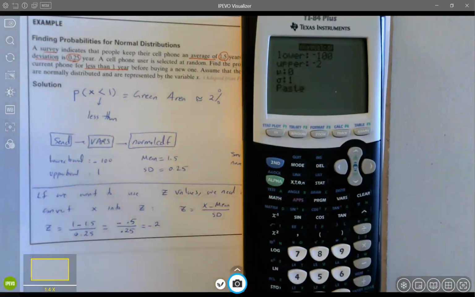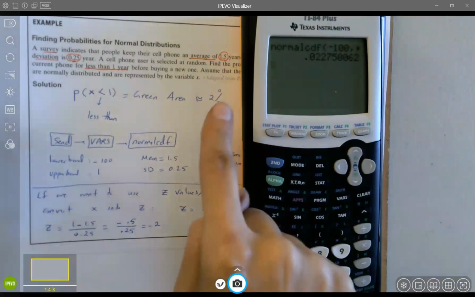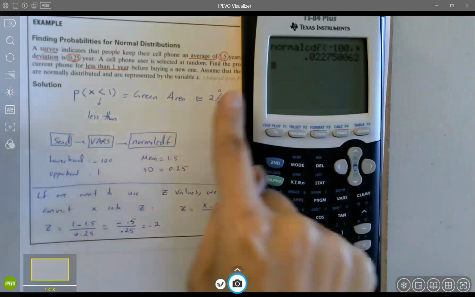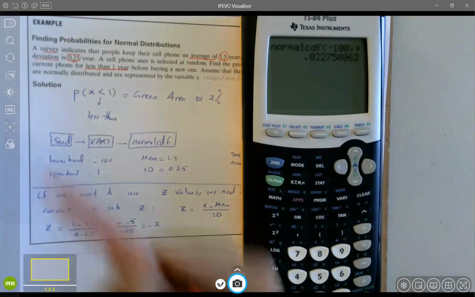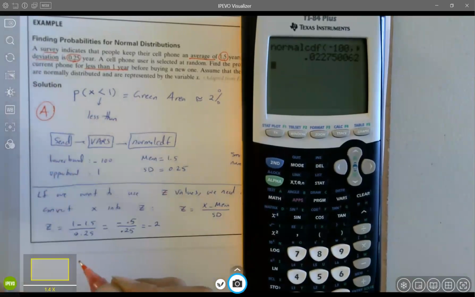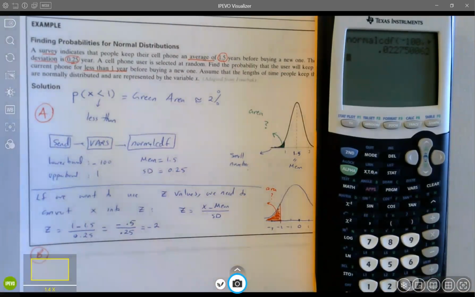So here you get the exact same probability, almost 2%. So we can use either X or we can use Z. It gives us the exact same outcome.